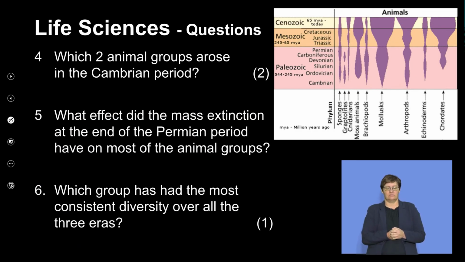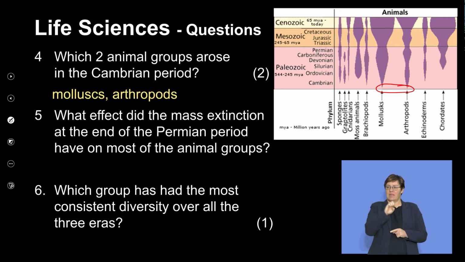Next question. Which two animal groups arose in the Cambrian period? So you need to find the Cambrian period and find out which two animal groups arose in the Cambrian period. And if we have a look here, right at the bottom of the Cambrian period, in the beginning, when invertebrates were ruling what Earth was like at that time, those are the mollusks and the arthropods. Those are the earliest groups that arose.